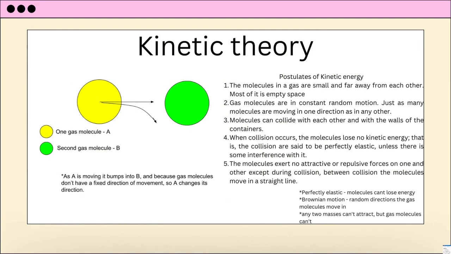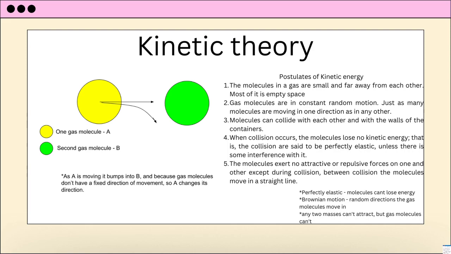Kinetic theory. Postulates of kinetic theory. The molecules in a gas are small and far away from each other. Most of it is empty space. Gas molecules are in constant random motion. Just as many molecules are moving in one direction as in any other. Molecules can collide with each other and with the walls of the container.